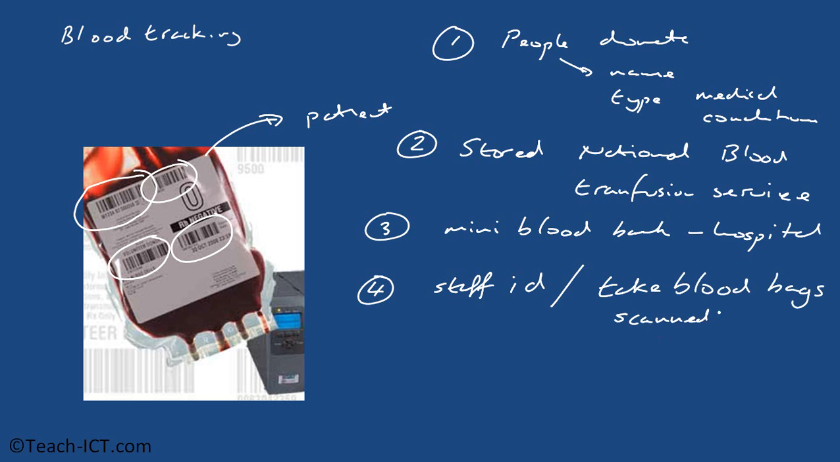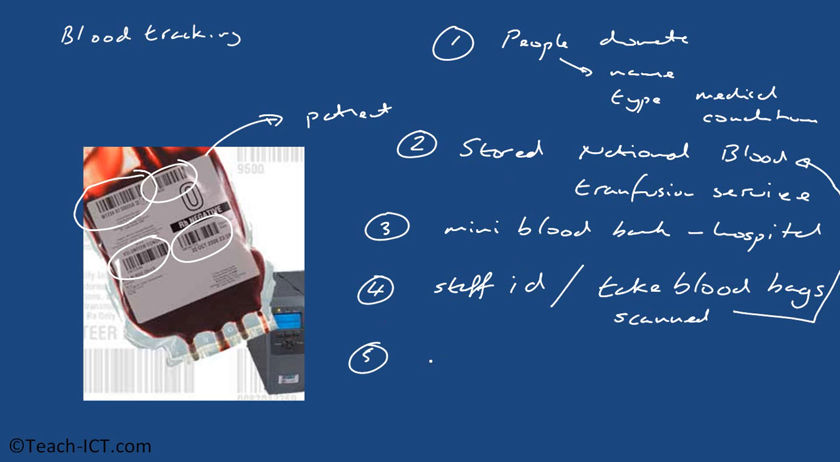And then if they're running low on one particular type, they go back to the National Blood Transfusion Service and say, come have some more blood, and it goes through that cycle again. And of course, what you do is you get your blood bags and you rush down to the operating room where you've got an unconscious patient.